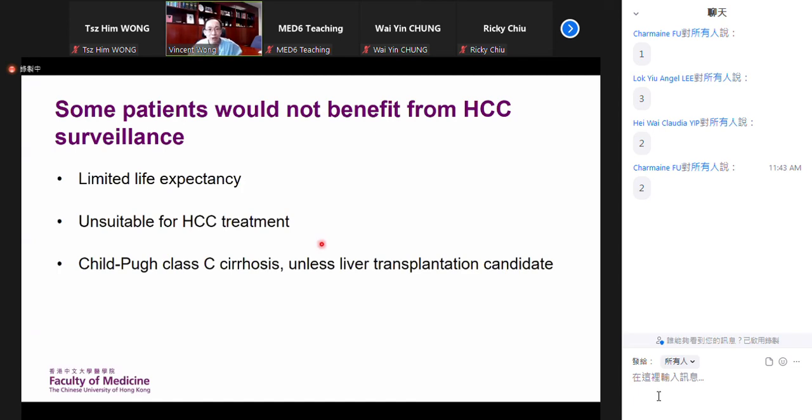by performing HCC surveillance. Now, for the same reason, if the patient has Child-Pugh class C cirrhosis, many of the curative treatments cannot be offered, with one exception, and that is liver transplantation. And therefore, if the patient remains a liver transplant candidate, we should still continue HCC surveillance despite the fact of hepatic decompensation.